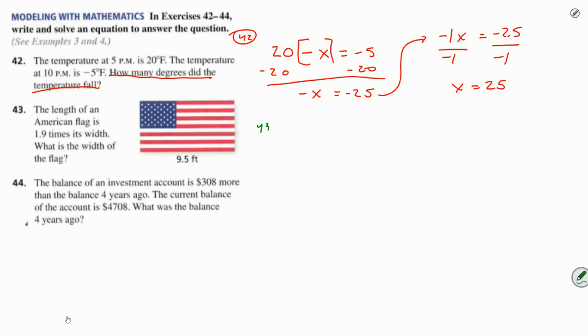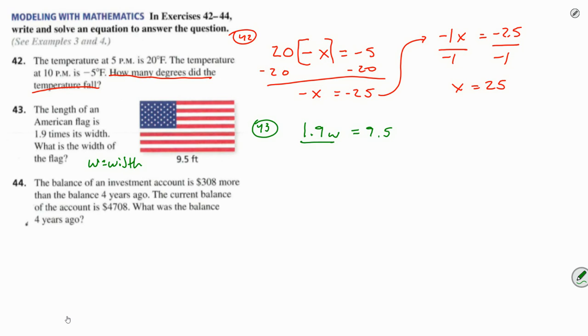Read number 43. The length of an American flag is 1.9 times its width. What is the width? So I'm going to make a variable of w equals width. So 1.9 times the width equals 9.5. Remember that we don't need a multiplication sign when we just put a number next to a variable.